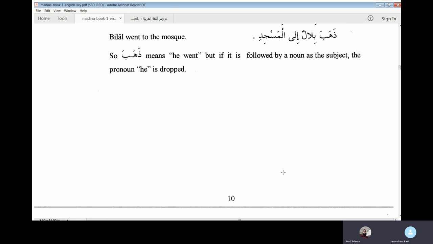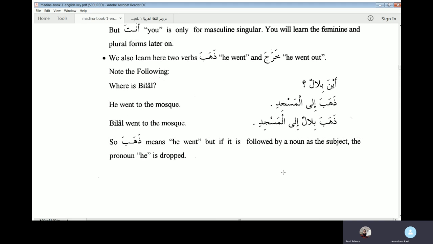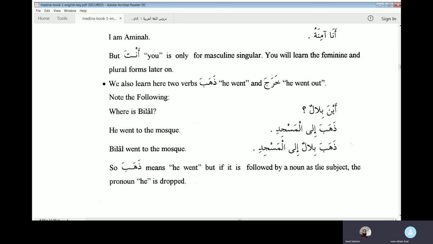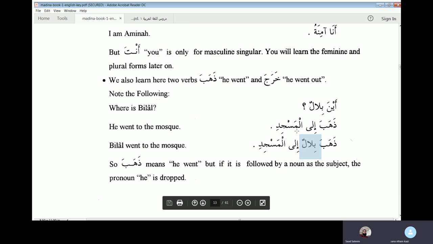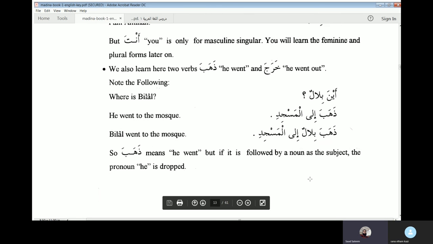Zahaba ila al-masjidi. He went to the mosque. Zahaba Bilalun ila al-masjidi. It is followed by a noun as the subject, so the pronoun he is dropped. Since Bilal has come, you cannot use the pronoun he. It is only Bilal.